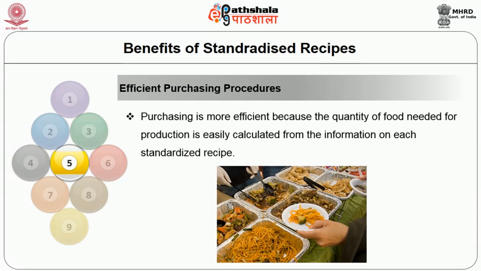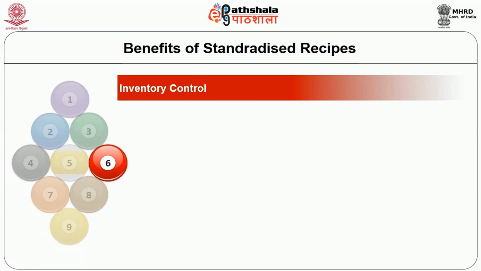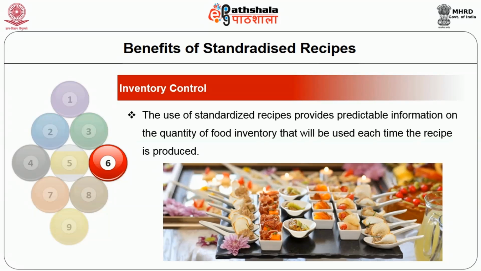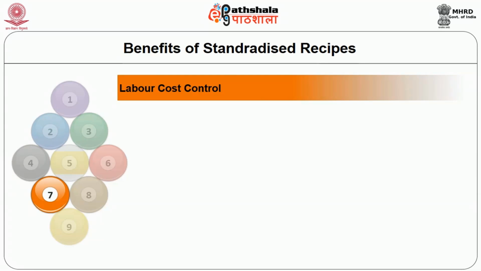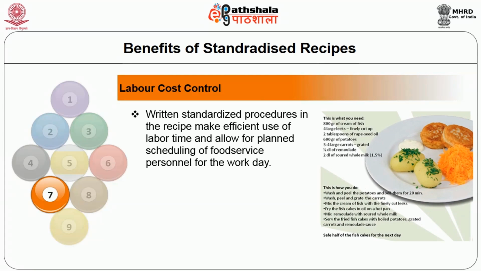Efficient purchasing procedures. Purchasing is more efficient because the quantity of food needed for production is easily calculated from the information on each standardized recipe. Inventory control. The use of standardized recipes provides predictable information on the quantity of food inventory that will be used each time the recipe is produced. Labor cost control. Written standardized procedures in the recipe make efficient use of labor time and allow for planned scheduling of food service personnel for the work day.